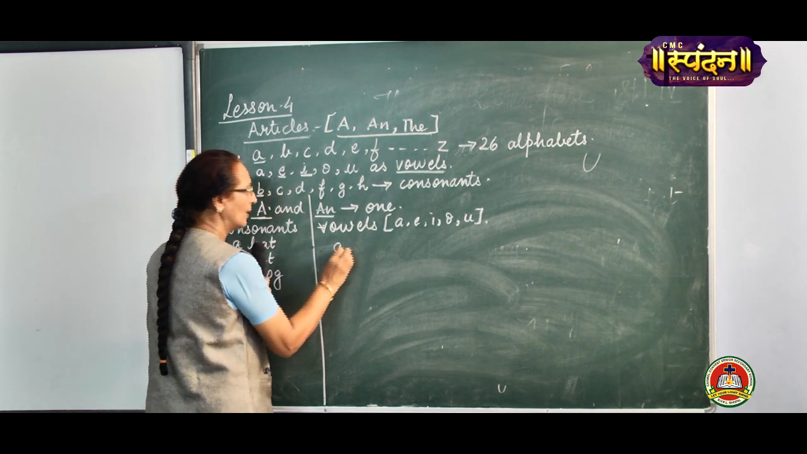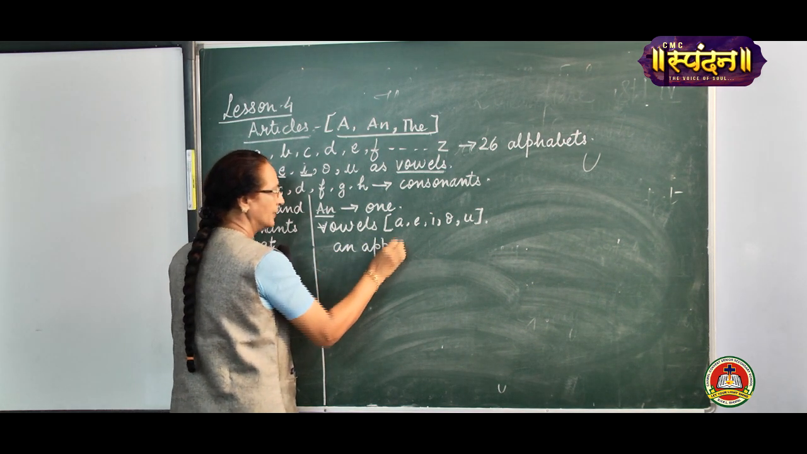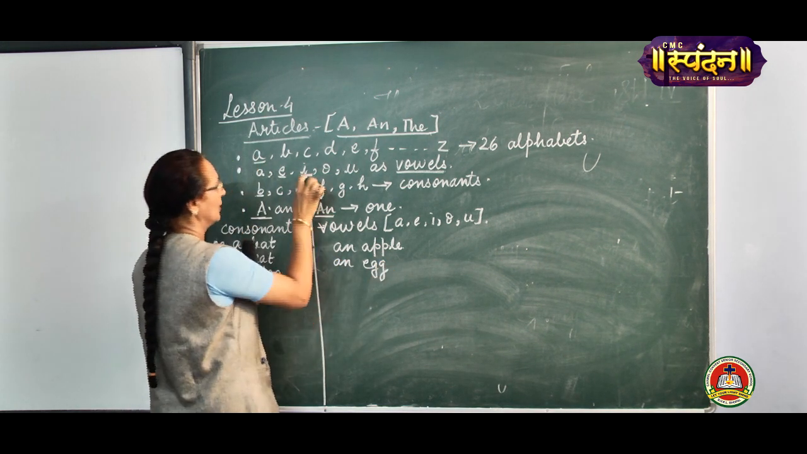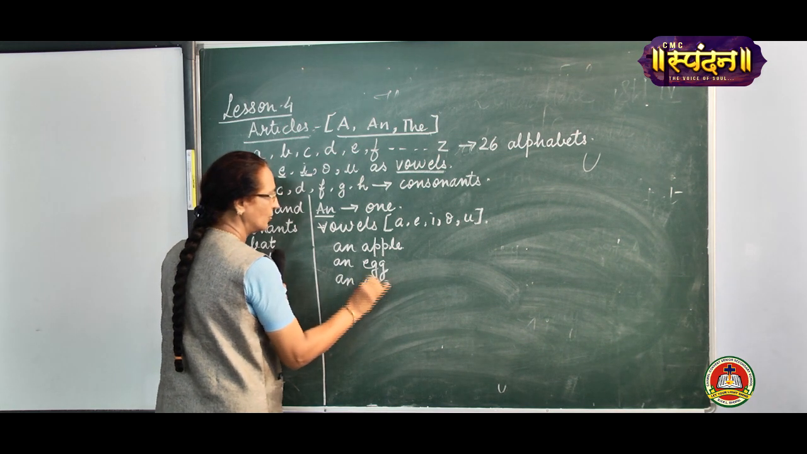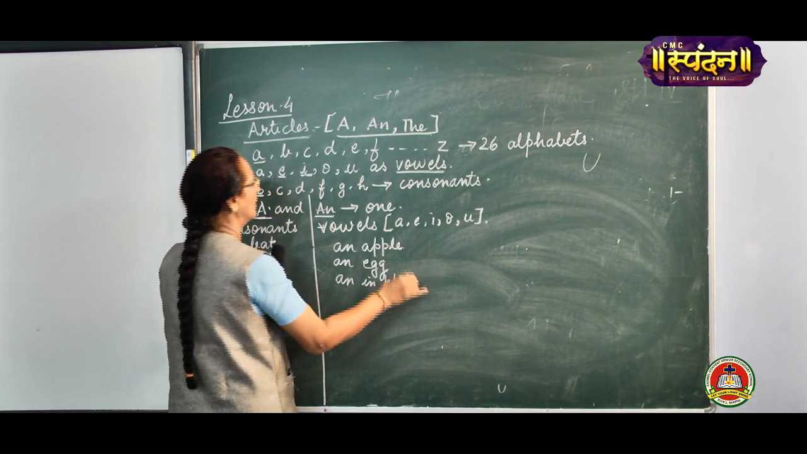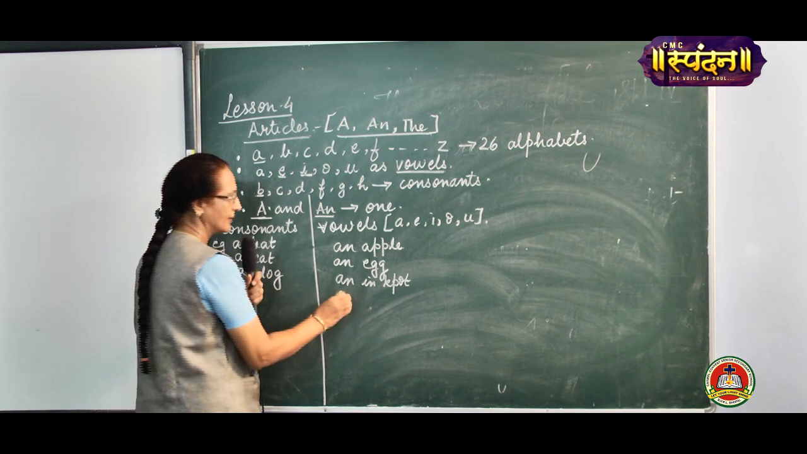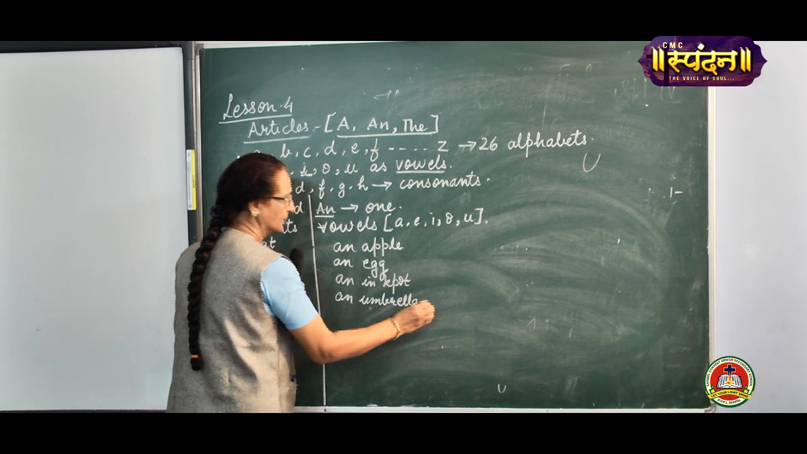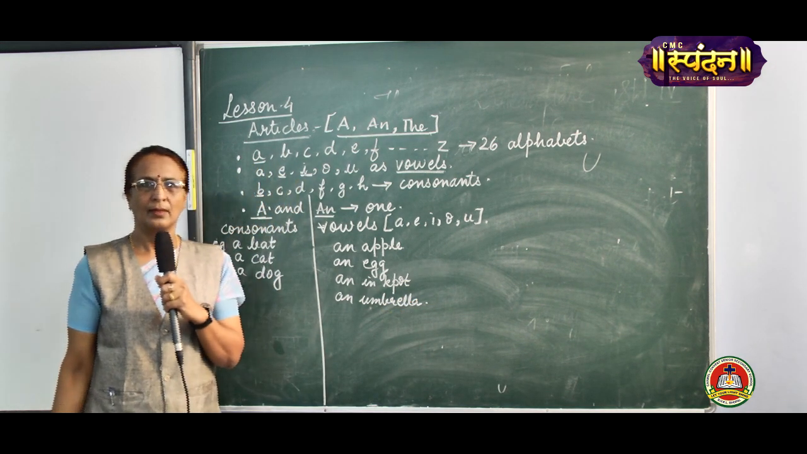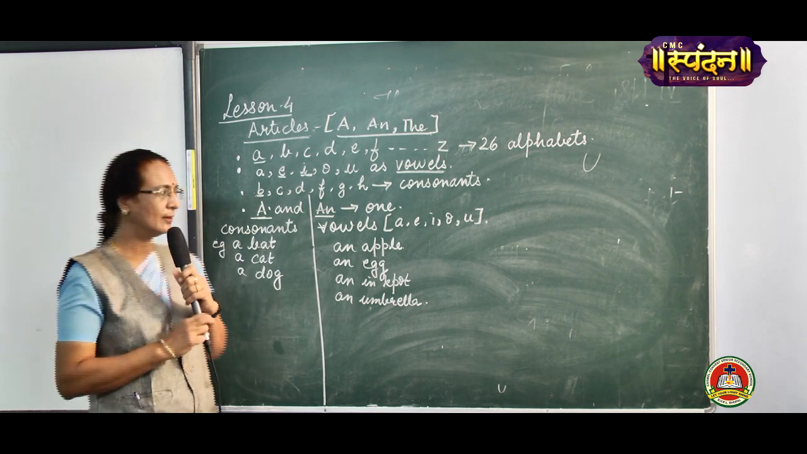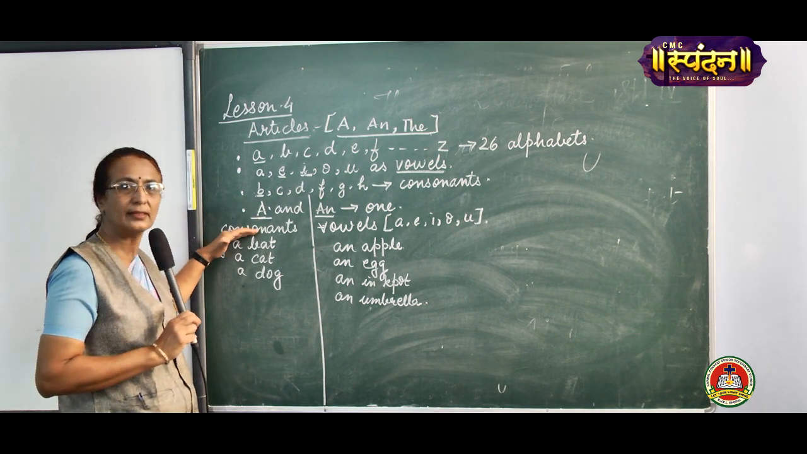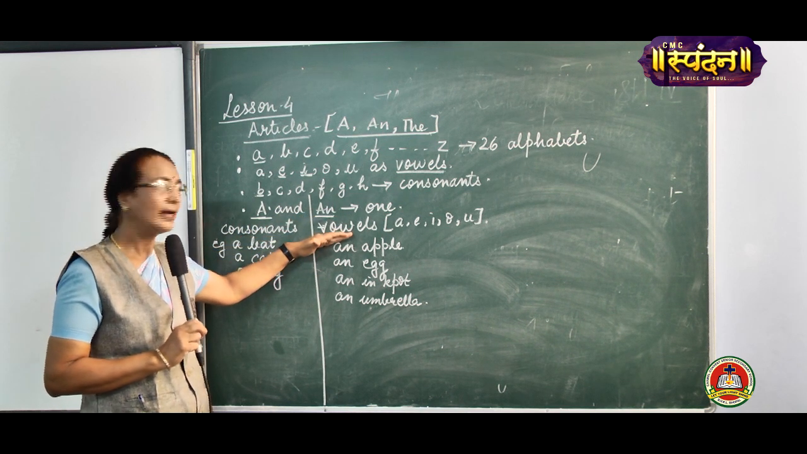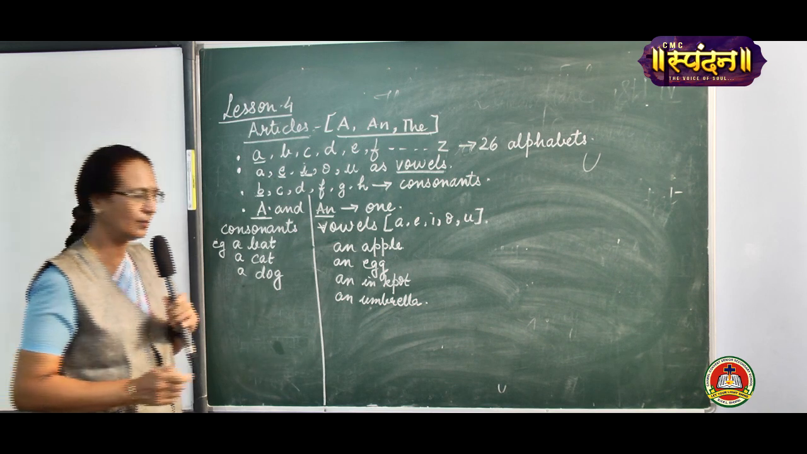Like an apple, an egg, an ink pot, an owl. As it is raining, please give me an umbrella. Is that clear to all of you, children? A is used before the consonants and an is used before the vowels. And they all are used before nouns.